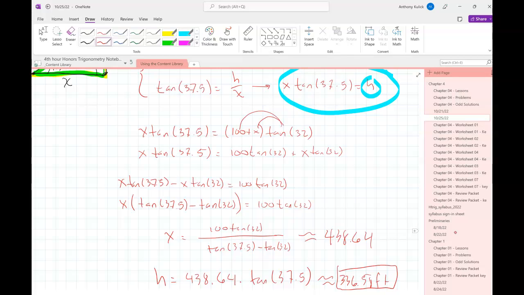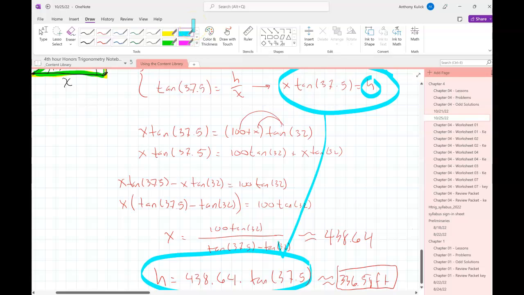Wait, what's the very last step you did, like times the tan of 37? I just plugged x back into one of the equations to get the h. So I just used that one. You could have used either one. That one was less complicated though, so that was the one I opted for.